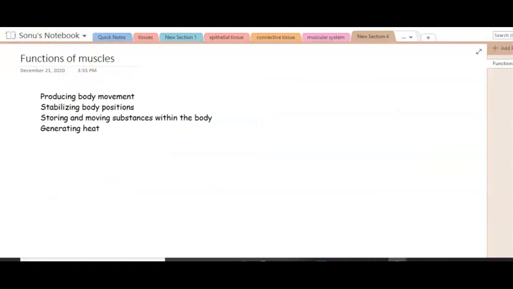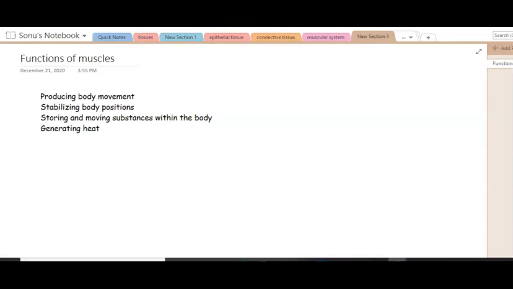So the muscles contract and relax according to the action potential, the strength of action potential the muscle gets. The muscle fibers contract and relax. And through the sustained contraction and alternating relaxation, the muscle has four key functions, that is producing body movement, stabilizing body positions, storing and moving substances within the body, and generating heat.